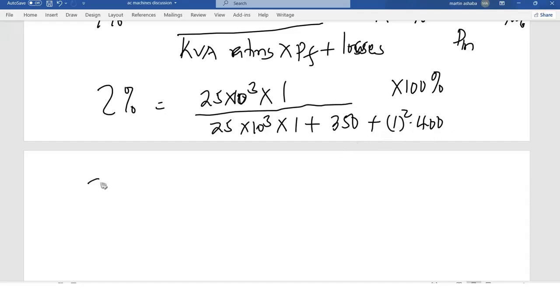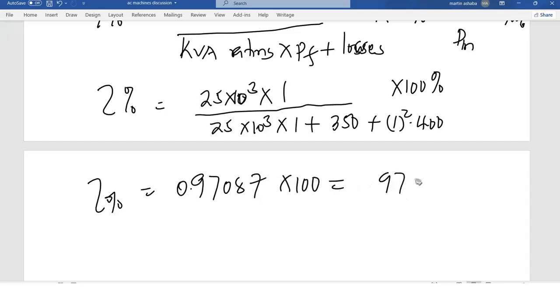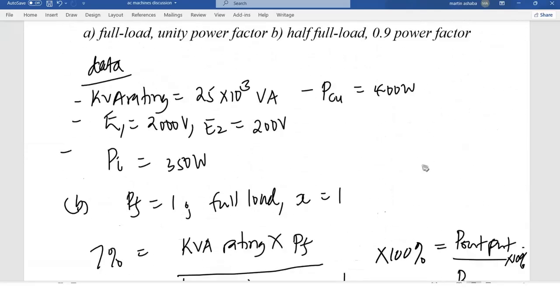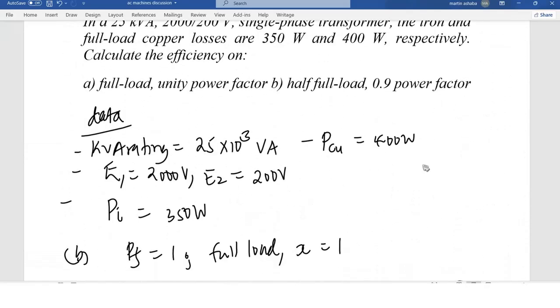So that efficiency will equal, let's compute. We are getting our answer equivalent to 0.97087 times 100, and this is going to give us 97.09%. So that is the efficiency of this transformer while operating at full load and unity power factor.